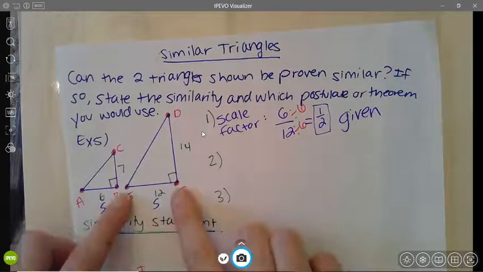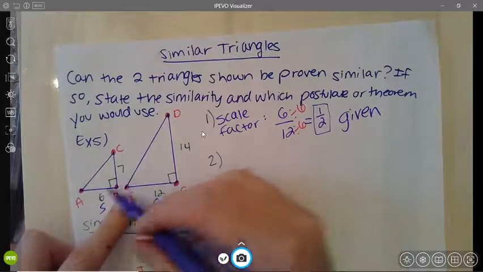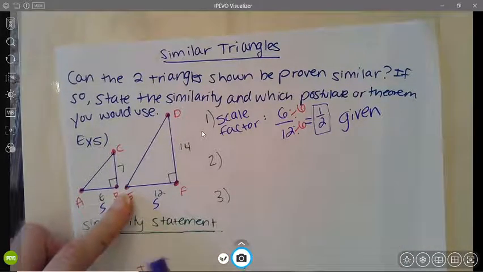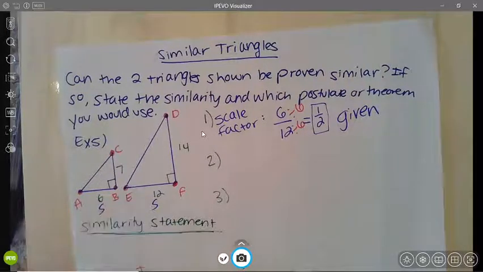Okay, the next thing I see are two angles. Which one of these little boxy things mean? It means that they're right angles. So it was given to me that the angles are right, but we know that right angles are the same because they're both 90 degrees.